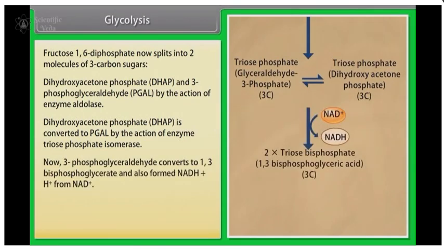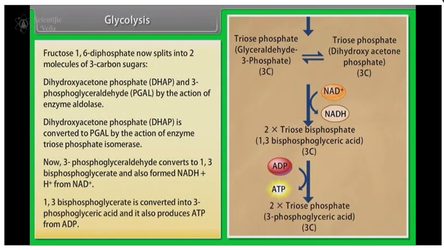Now 3-phosphoglyceraldehyde converts to 1,3-bisphosphoglycerate and also forms NADH plus H plus from NAD plus. 1,3-bisphosphoglycerate is converted into 3-phosphoglyceric acid and it also produces ATP from ADP.